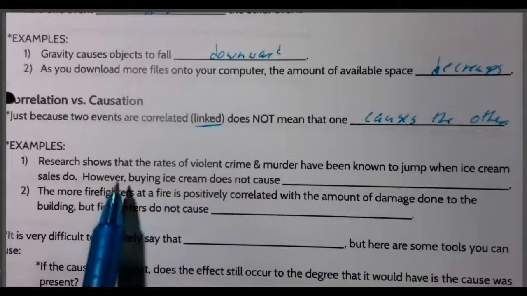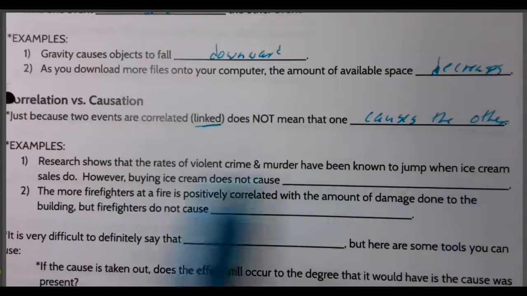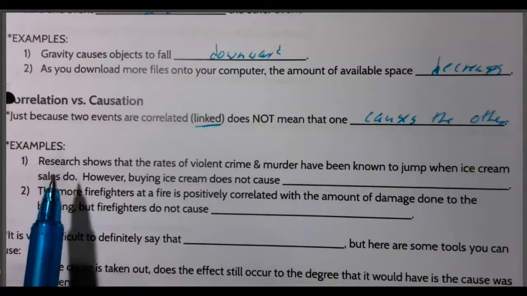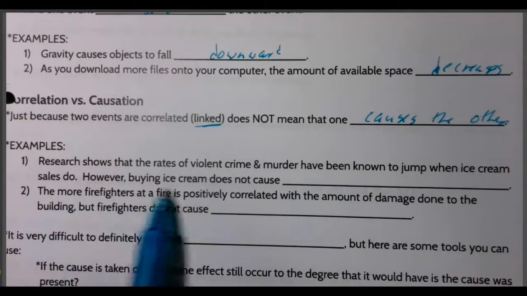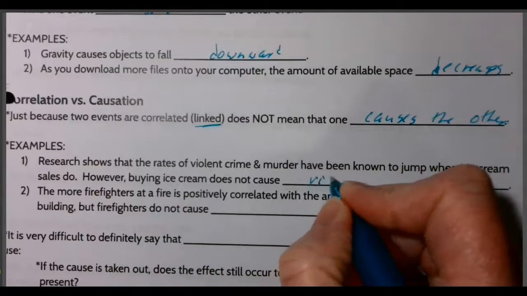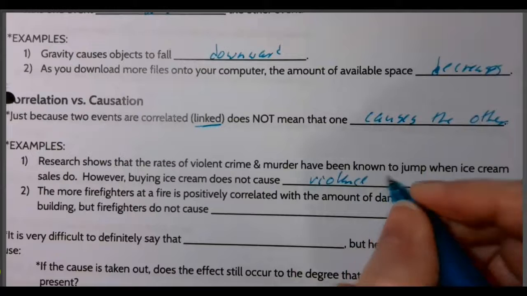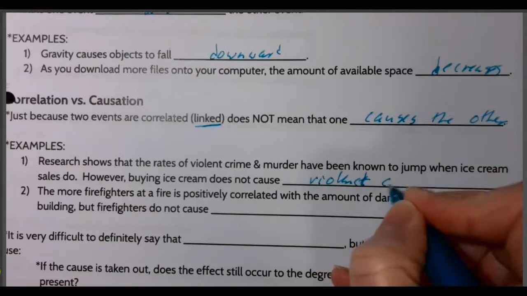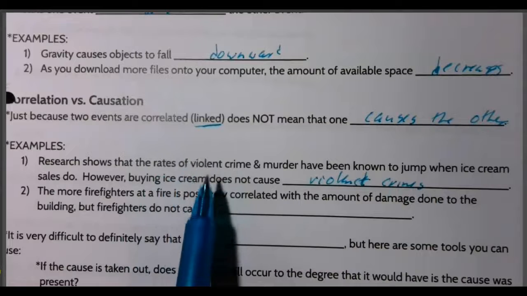Okay, so examples. Research shows that the rates of violent crime and murder have been known to jump when ice cream sales do. Now think about that. Violent crime and murder jump when ice cream sales do. However, buying ice cream does not cause violence or violent crimes or murders, okay? So just think about that for a second.